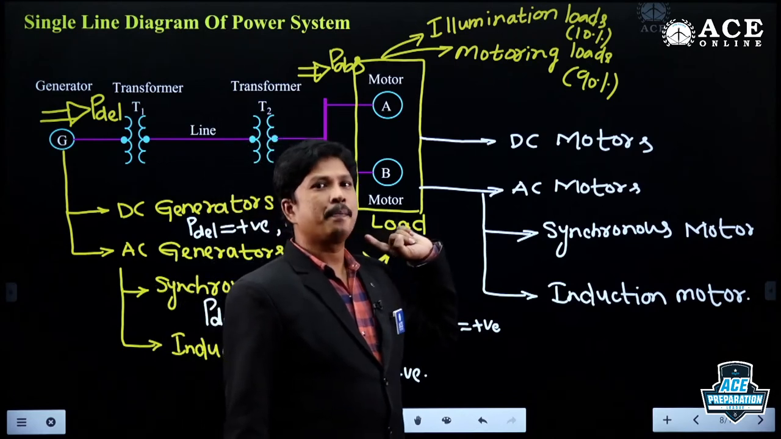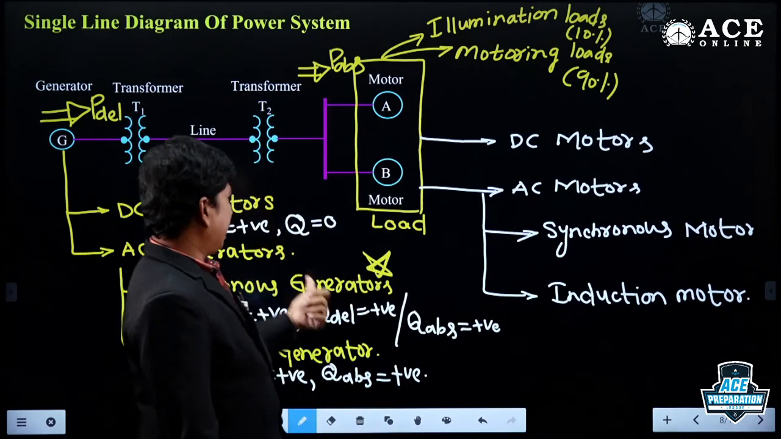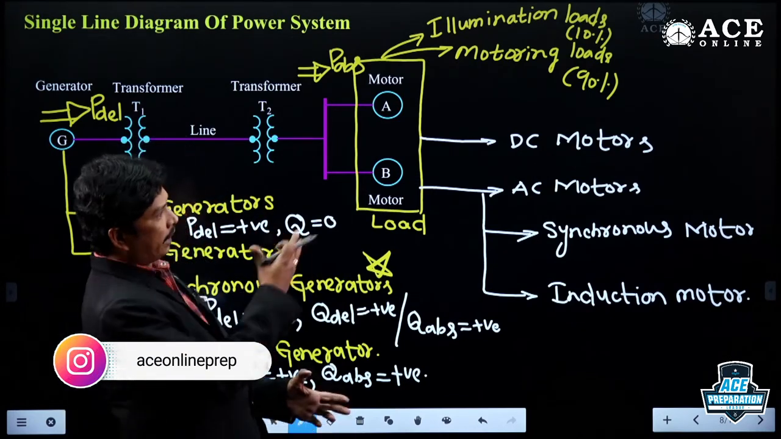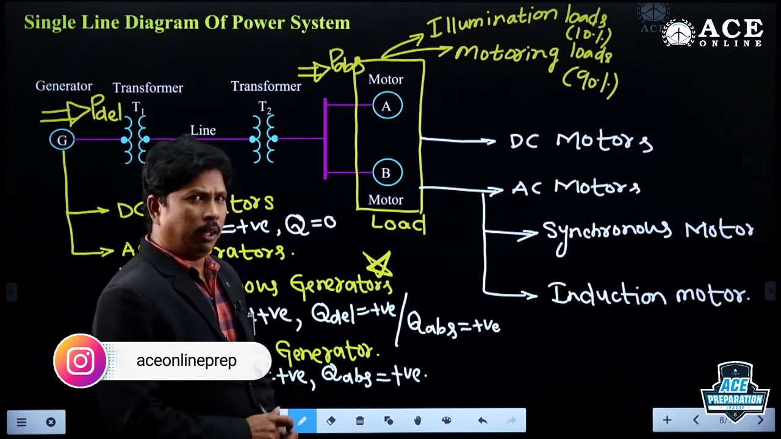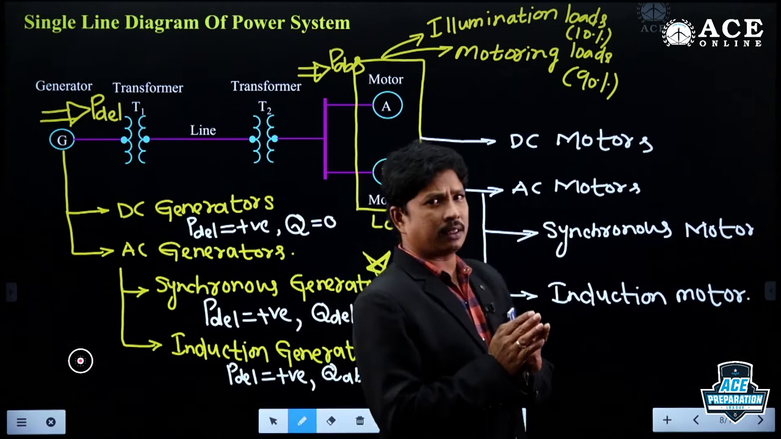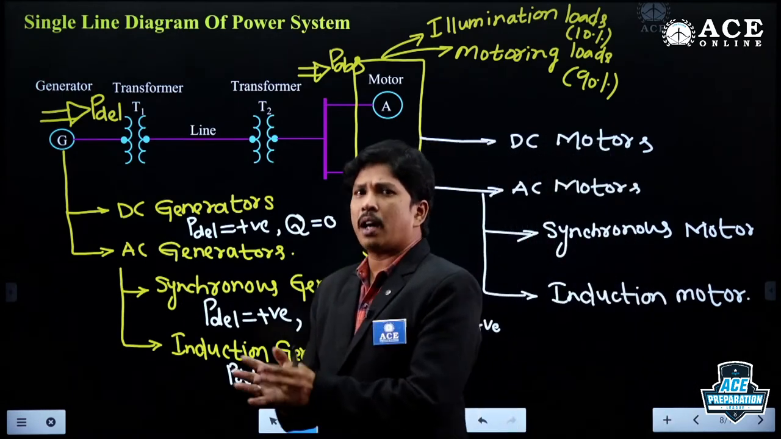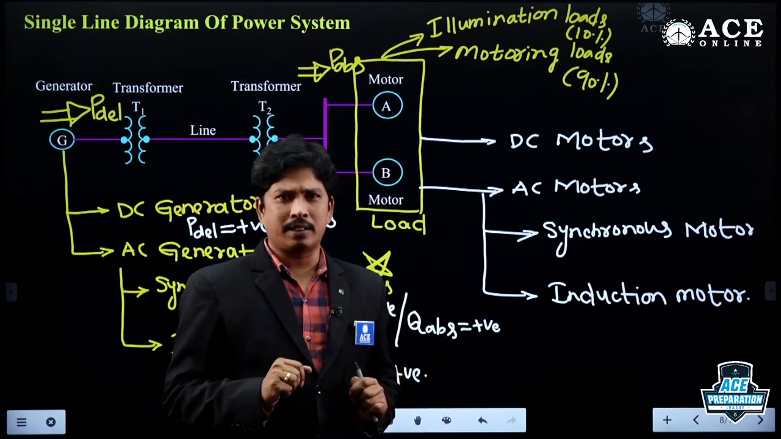Got it, everyone? Now, coming to the DC motors, a generator itself is unable to deliver any amount of reactive power. How can a motor? So, with respect to DC machines, the reactive power absorbed or delivered by the generator or motor, both will be zero.